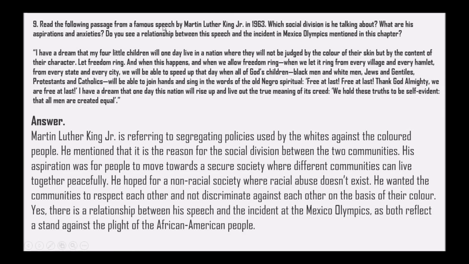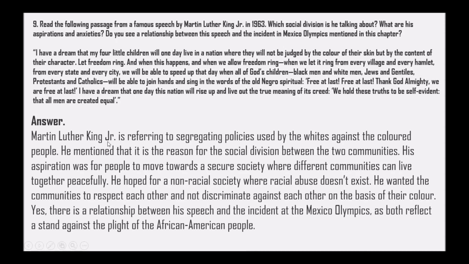Next, read the following passage from a famous speech by Martin Luther King Jr. in 1963. Which social divisions is he talking about? What are his aspirations and anxieties? Do you see a relation between this speech and the incident at the Mexico Olympics mentioned in this chapter? So this is the speech.